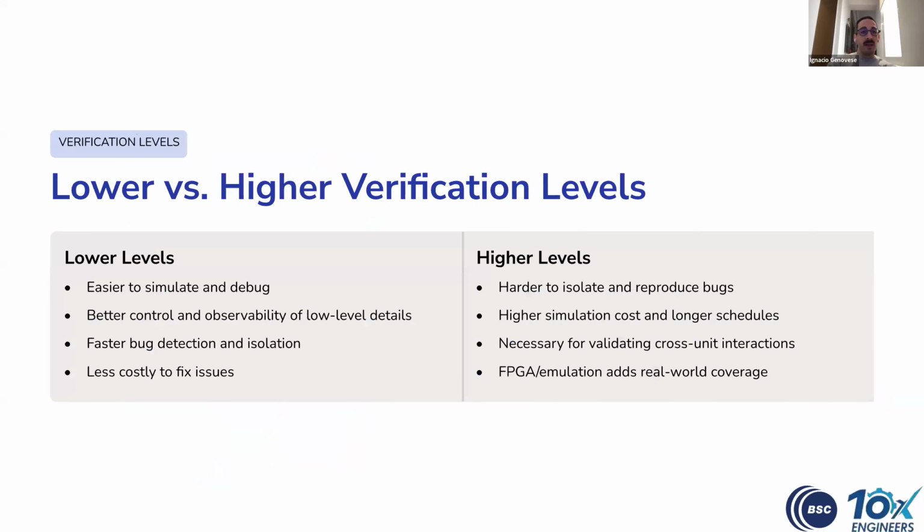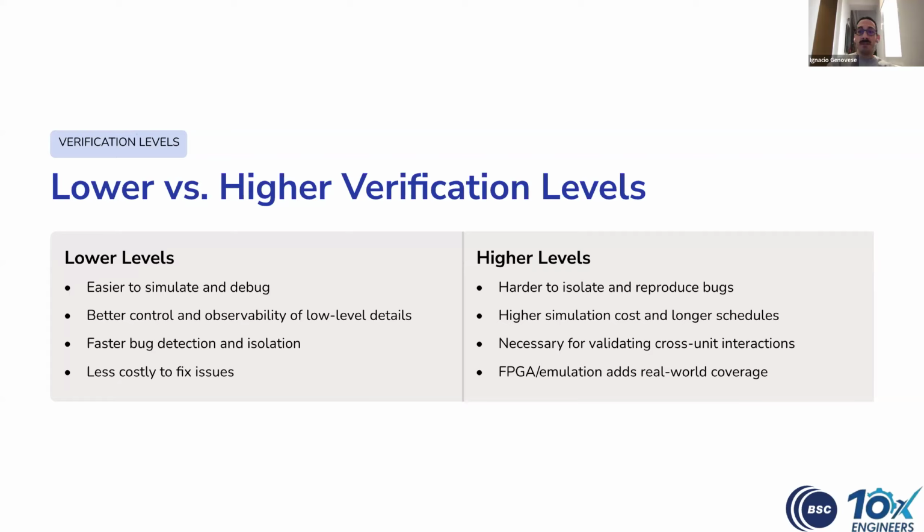Let's compare lower level versus higher level verification. As we mentioned, lower levels give us full control and visibility. We can force any signal, see any wire, and debug in hours. And here is where we catch most of the bugs, and we can fix them cheaply. We just find the bug, find the cause easily, and tell the designer there's something that needs to be changed that is causing this bug, and the designer changes the RTL, and we can test again.